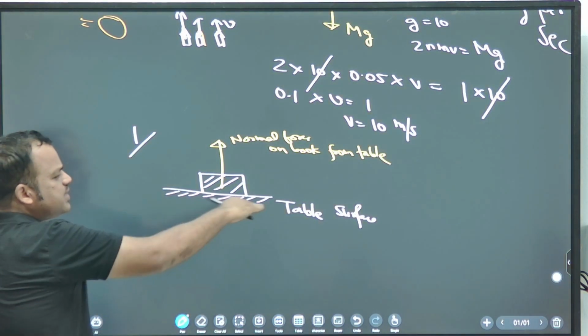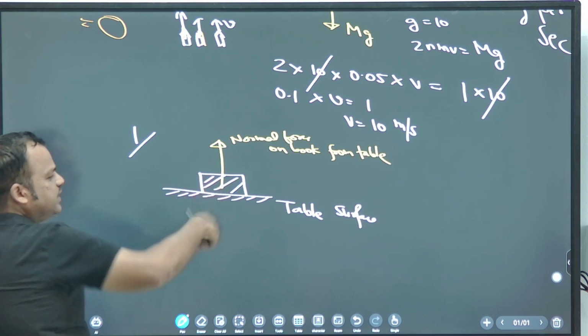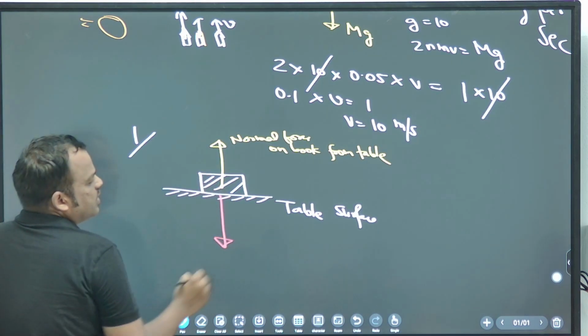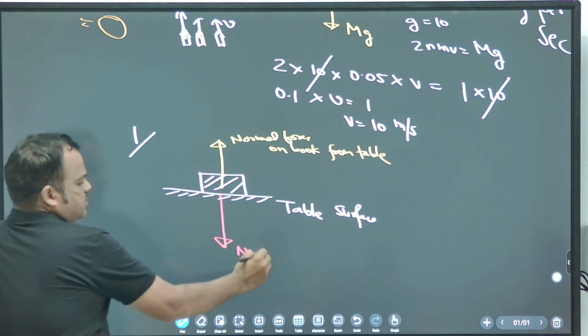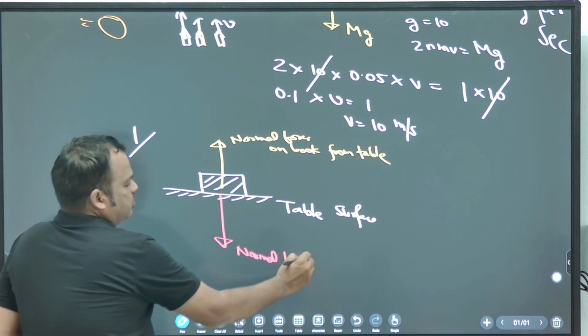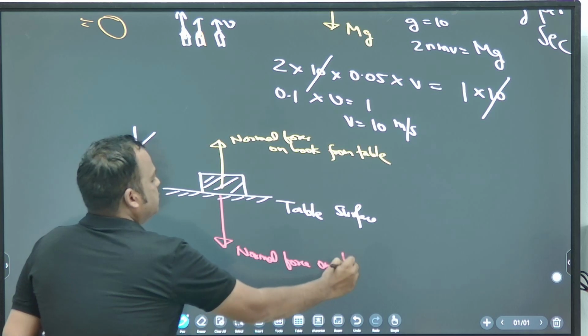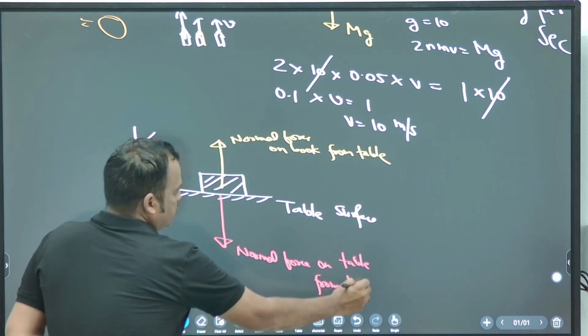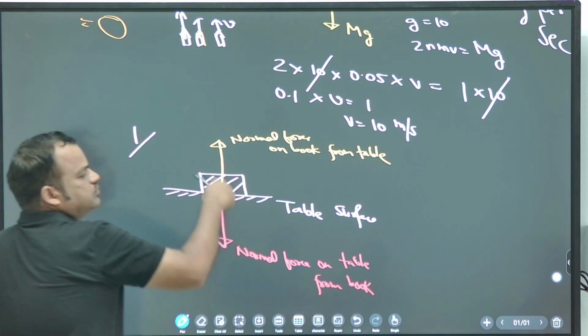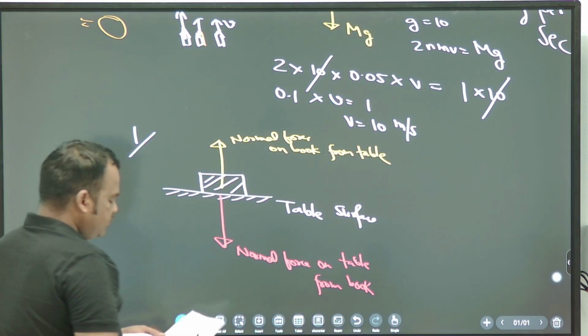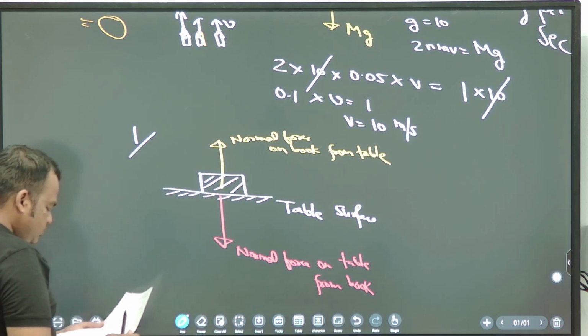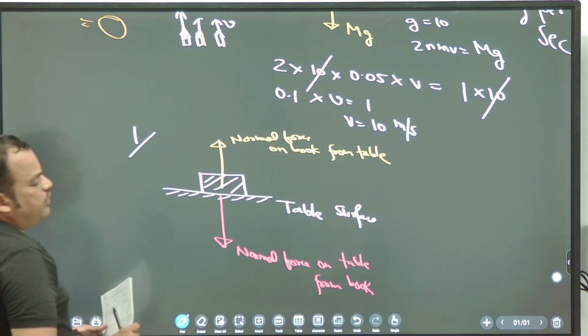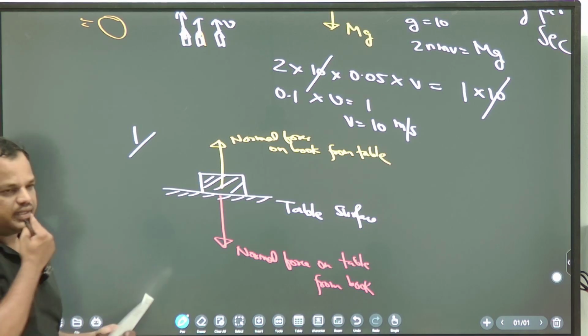Now the table surface also experiences force, the reaction. So that is the normal force on table from book. So what is the angle? 180. No, 180 degree. 180 degree.